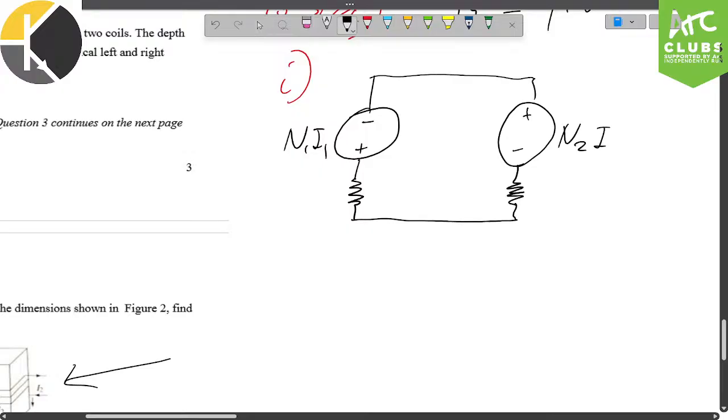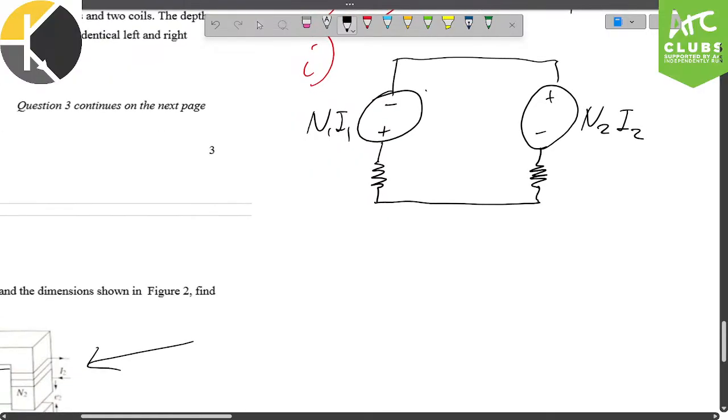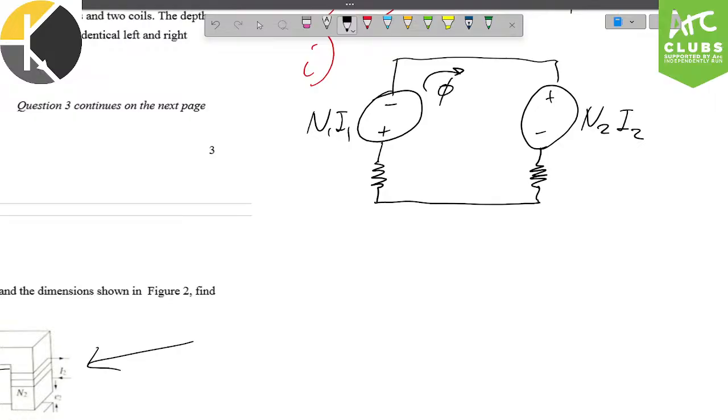Let's not forget to label N2, I2. Remember, what is flowing is going to be your flux. This is the reluctance G1. This is the reluctance G2.